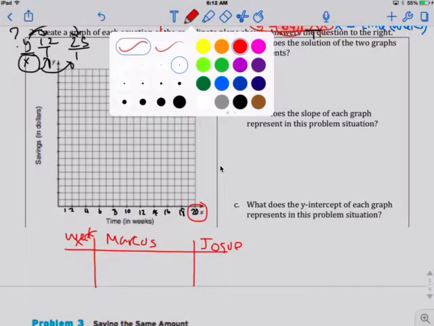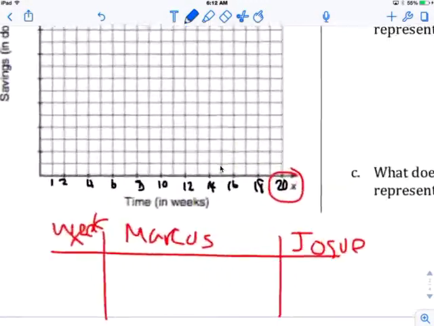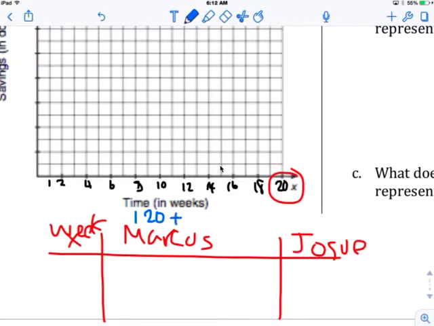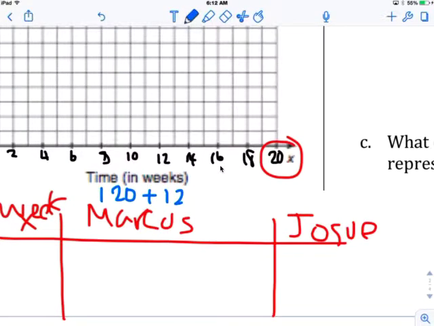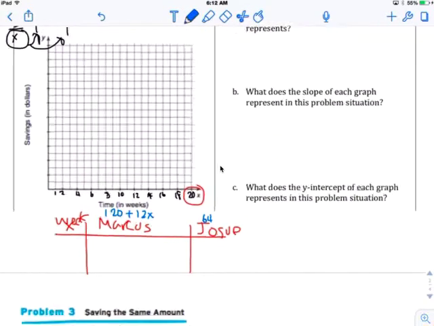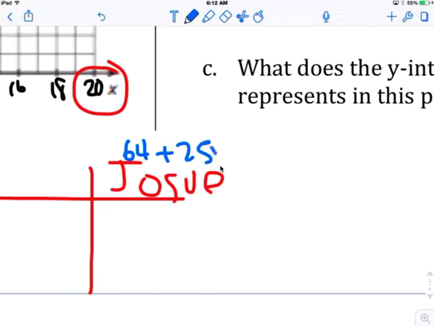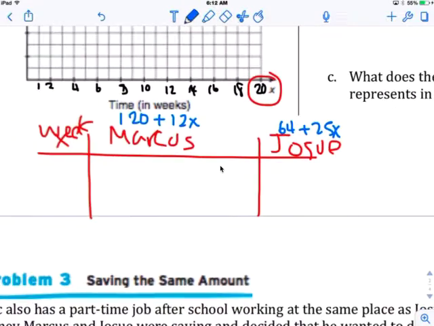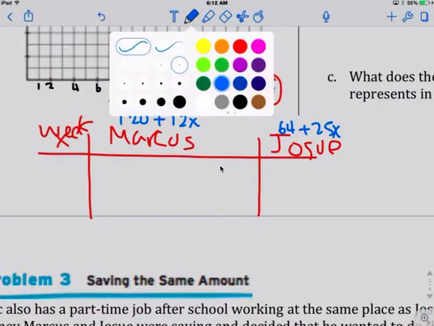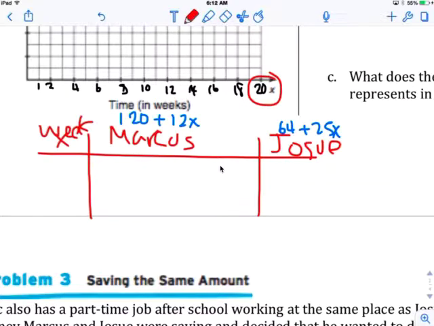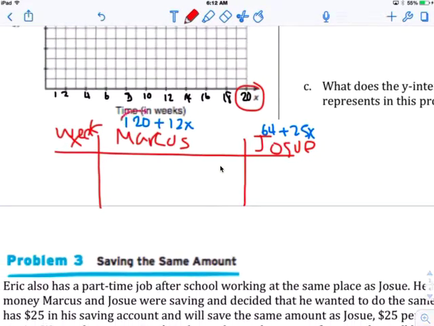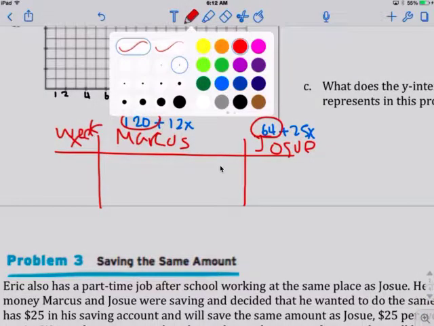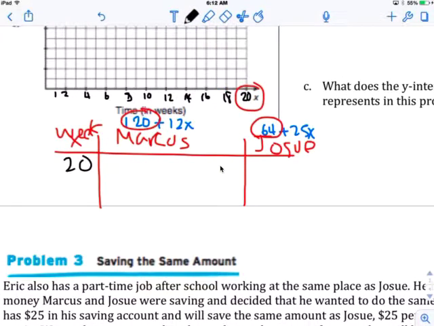Marcus was 120 plus he's saving $12 each week. Josue had $64, check and make sure, and is saving $25 a week. So let's choose 20 first. We know Marcus is going to start out with more than Josue. So when will Josue have more money? Let's see if 20 is a good number to number by.